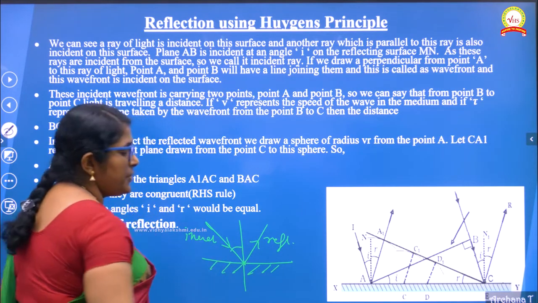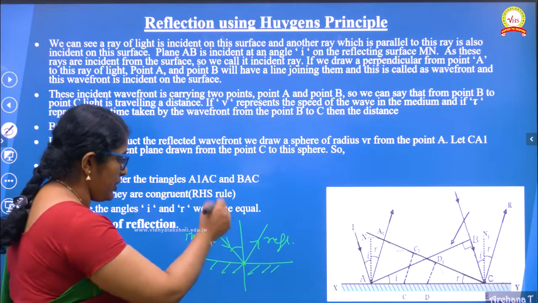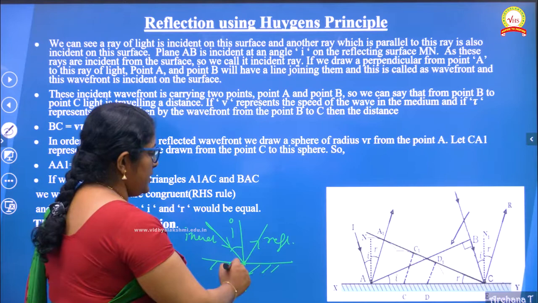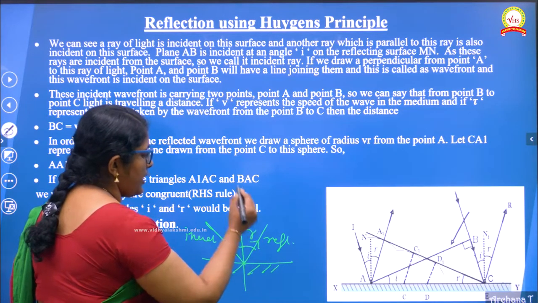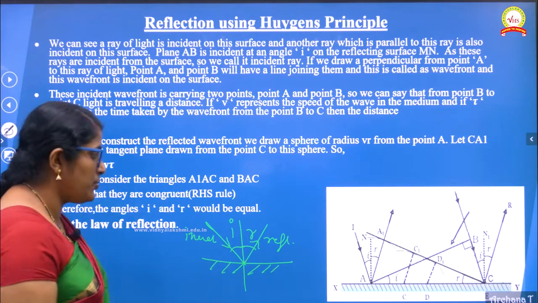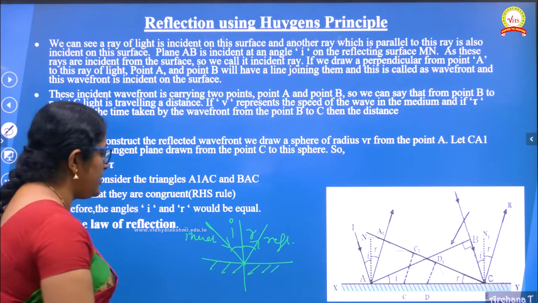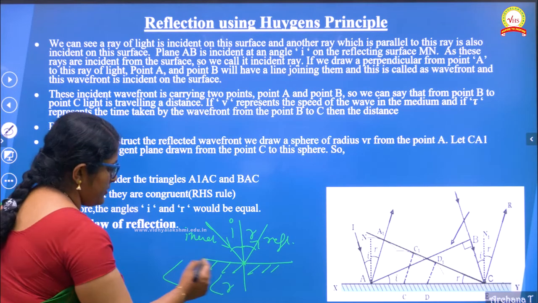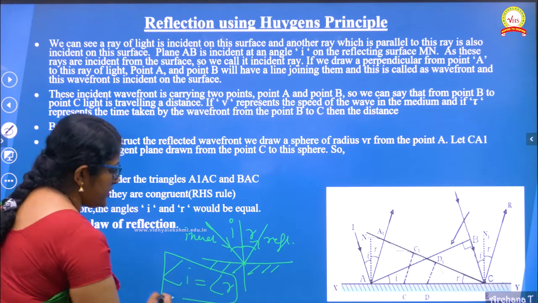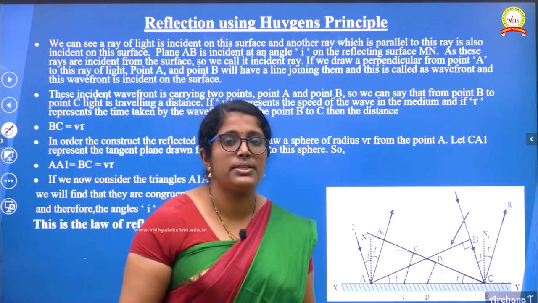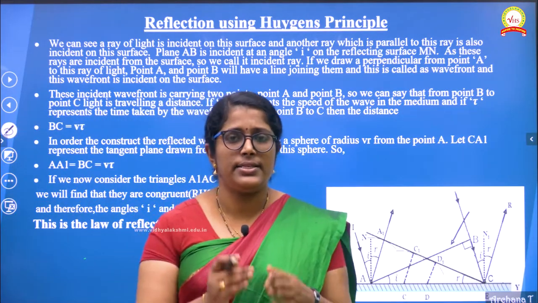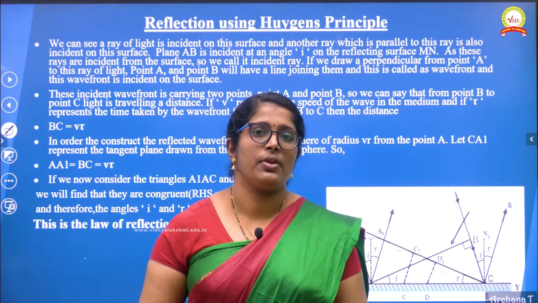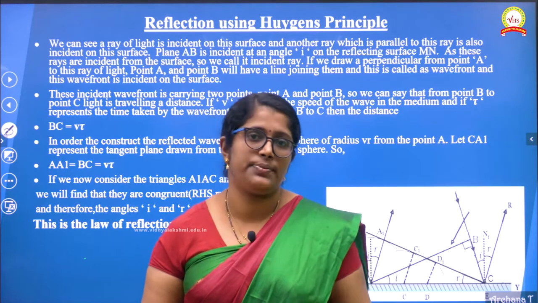So the angle between the incident ray and the normal is called the angle of incidence, I. The angle between the reflected ray and the normal is called the angle of reflection. So according to the law of reflection, angle of incidence is equal to angle of reflection. This we already saw in ray optics, or in lower classes. The same thing we are going to explain using Huygens principle. Okay, let us see how it can be explained.